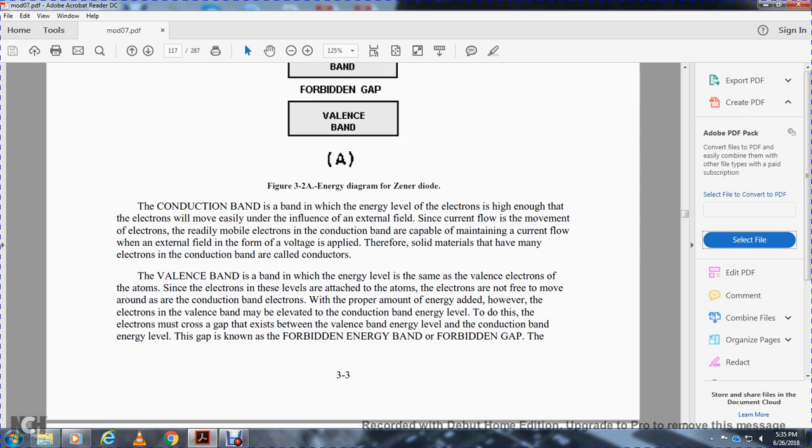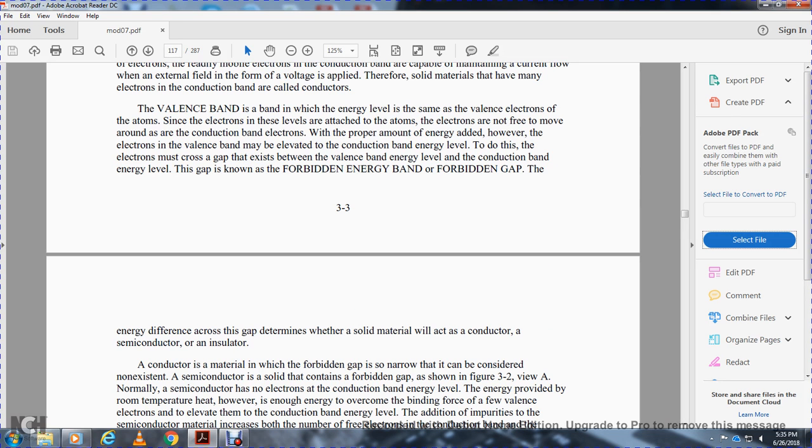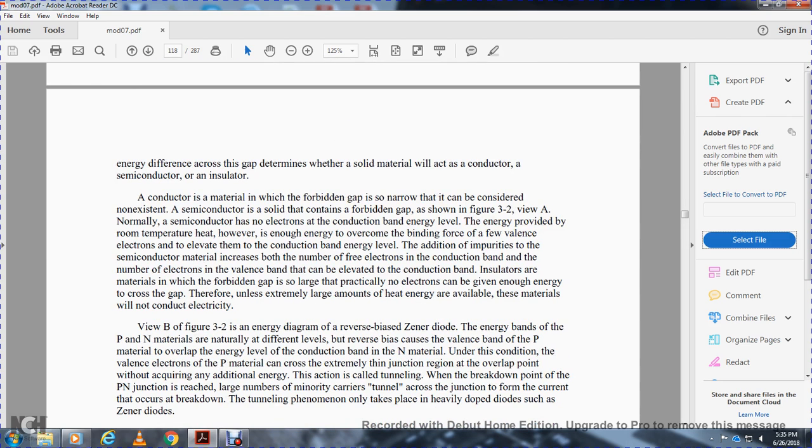To do this, electrons must cross the gap that exists between the valency band energy level and the conduction band energy level. The gap is known as the forbidden energy band or forbidden gap. The energy needed to cross the gap determines whether the solid material will act as a semiconductor or insulator. A conductor is a material in which the forbidden gap can be considered non-existent.